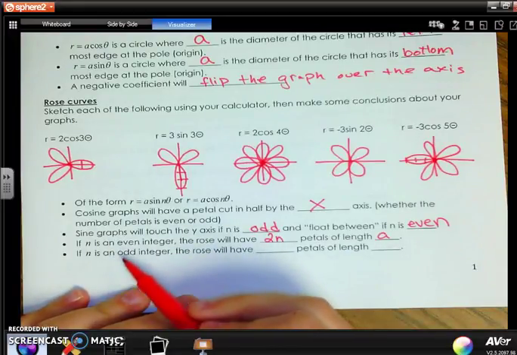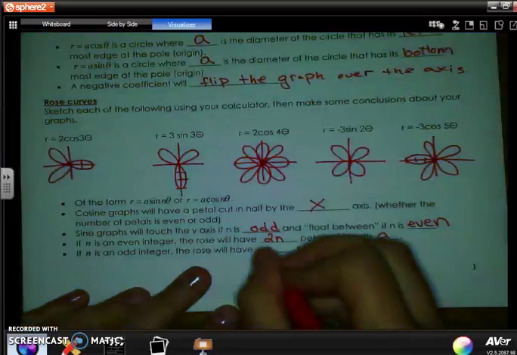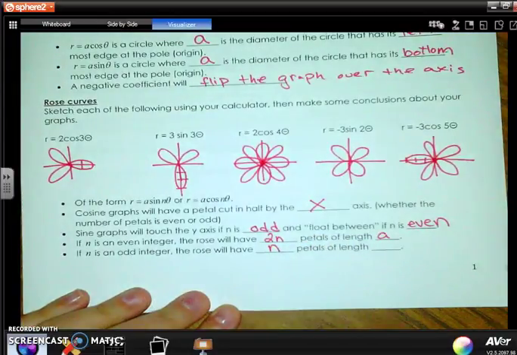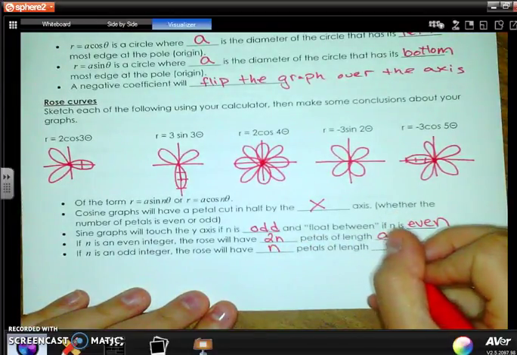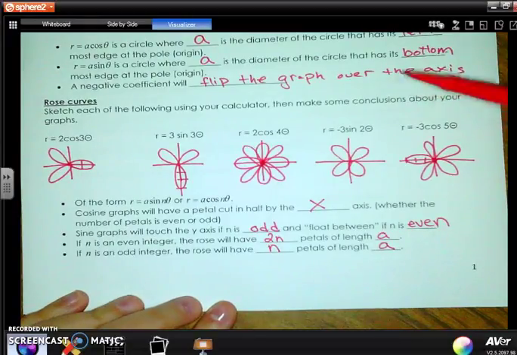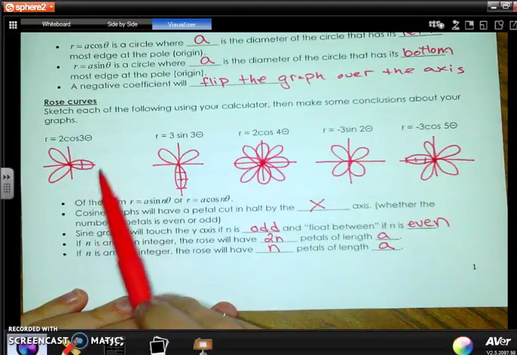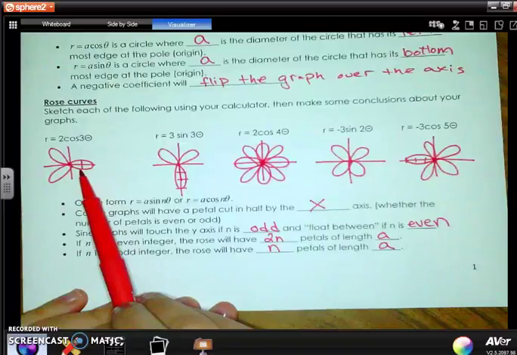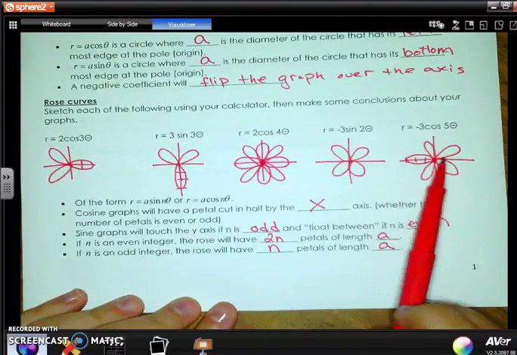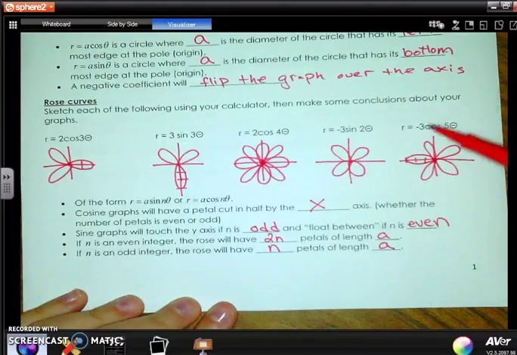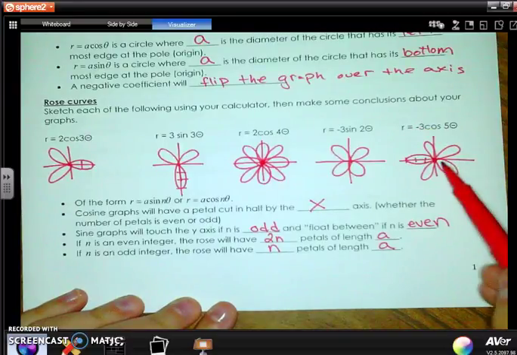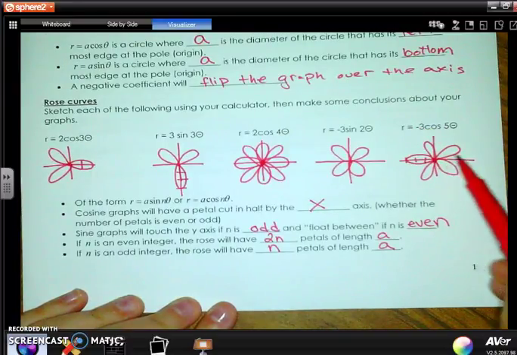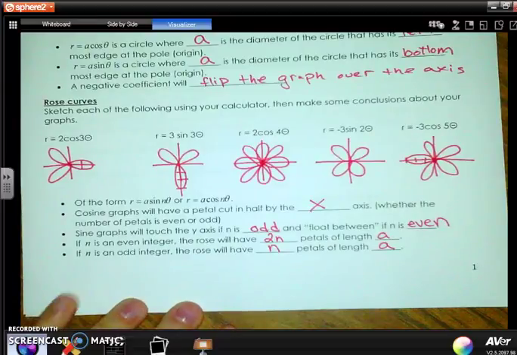So that number in front was the length of the petal. And if n was an odd integer, like here, the rose will have exactly that number of petals, and they will still be of that length, a. Notice that over here, this negative in front, where normally the cosine has the petal cut in half by the x-axis on the right-hand side, when it was negative, that kind of flipped over here. I bet if you graphed this one without the negative, the petal that would have been cut in half was over here. So that's how that's going to change it. And that's what we have for rose curves.